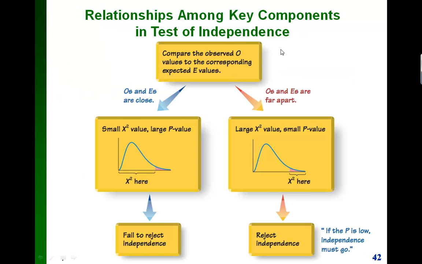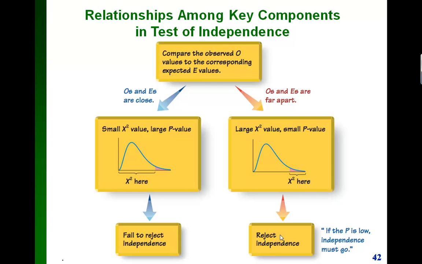So here's the big picture with tests of independence. Again, we're comparing the observed frequencies to the expected frequencies. If these two are close for the most part, then we end up with a small chi-squared value, a small test statistic, and a large p-value, which is what we saw in that last example. And in that case, our conclusion is that we fail to reject independence. If the observed and expected frequencies are far apart, then we end up with a large test statistic and a small p-value. And in that case, we would reject independence, which means there's evidence to show that the two variables are related.